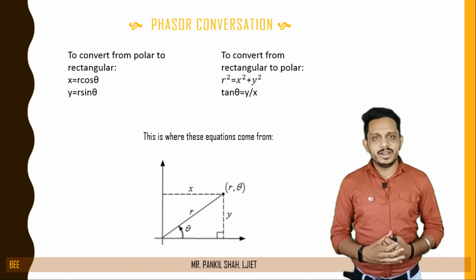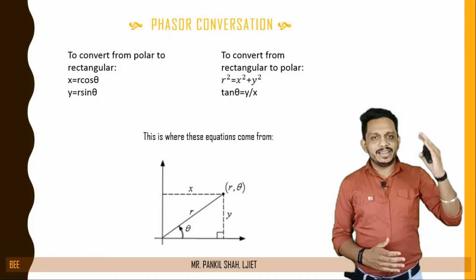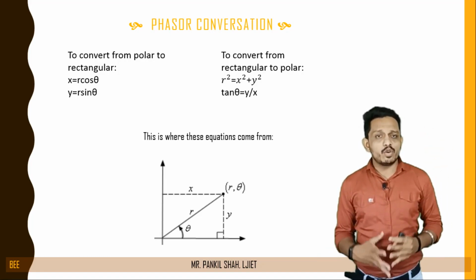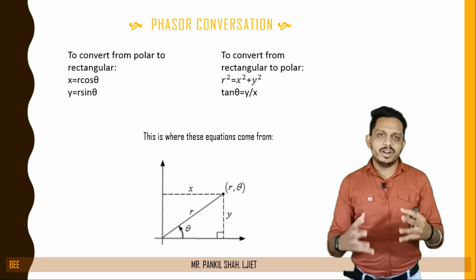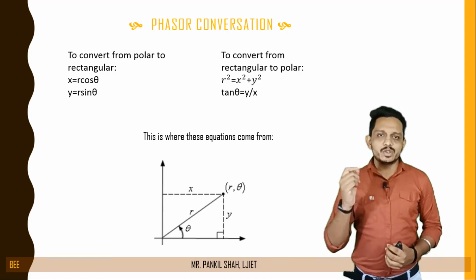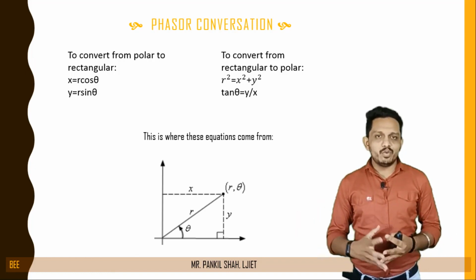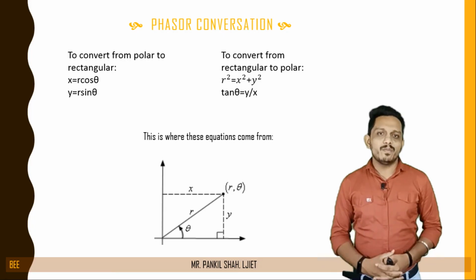And how can we find the polar form from rectangular form? If the rectangular form is given, that is x plus jy, and you want to find r and theta, then r can be obtained as the square root of x squared plus y squared, and theta can be obtained as tan inverse of y by x. So in this manner you can convert your quantity from polar to rectangular and rectangular to polar.